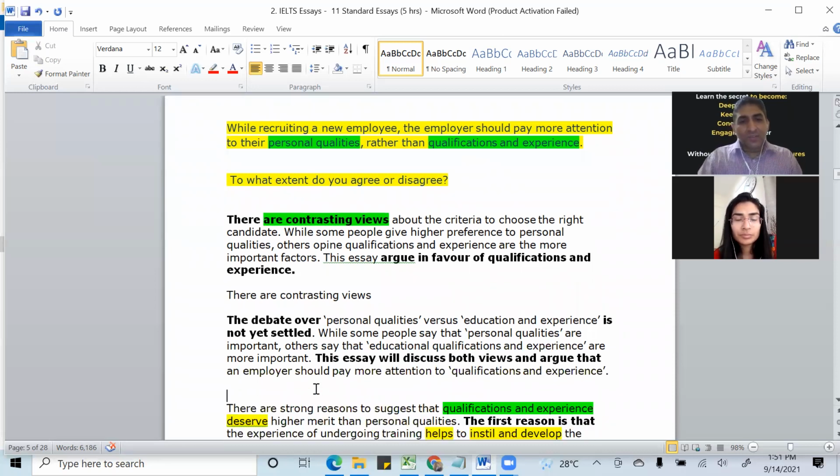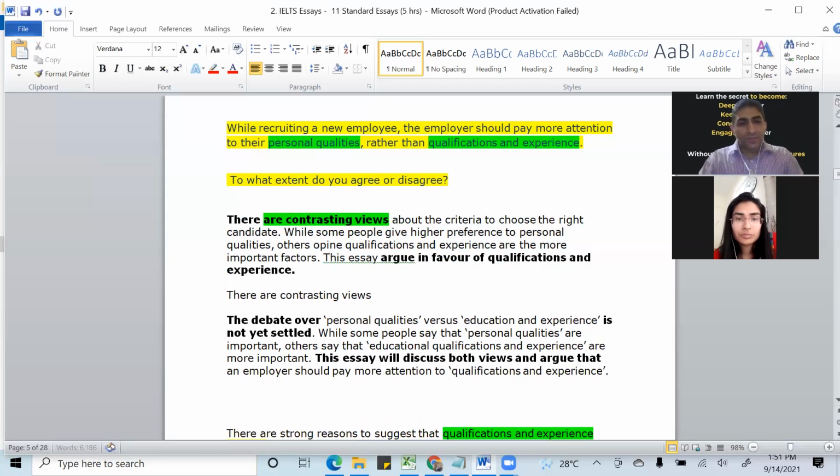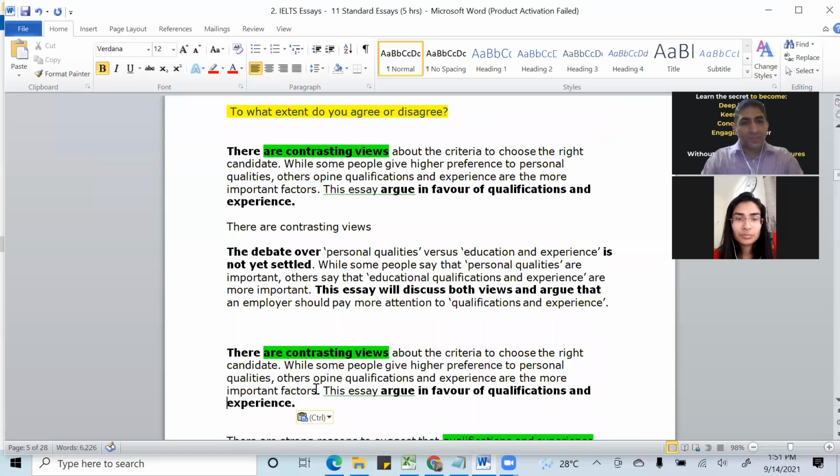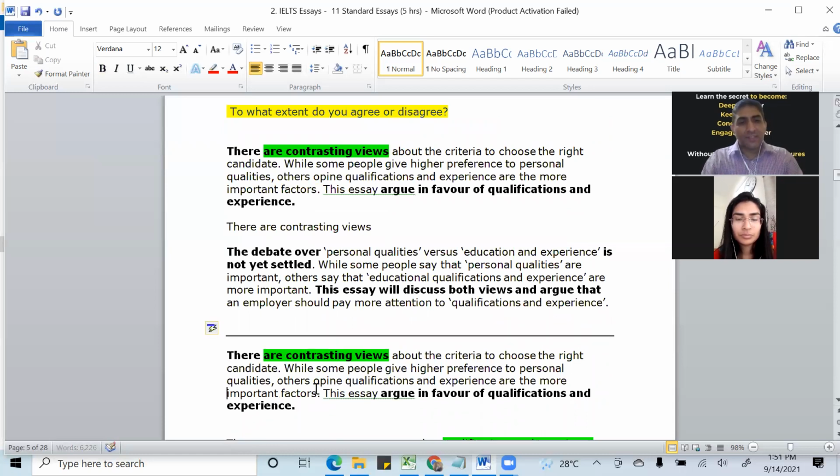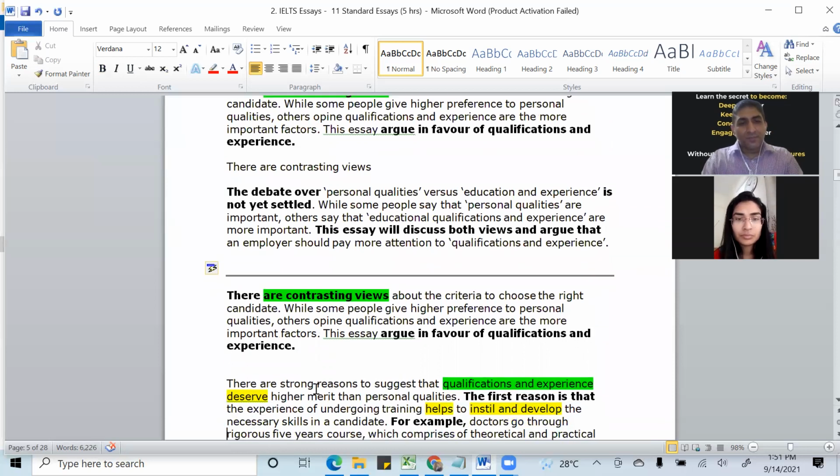So this is how, yeah, I'll just take it down. So this was basically the introduction, and I wrote one more introduction. So this is what it is. This is the whole essay, right? There are strong reasons to say that qualification and experience deserve higher merit. Now see, this guy is very clear. Qualification and experience deserve higher merit.